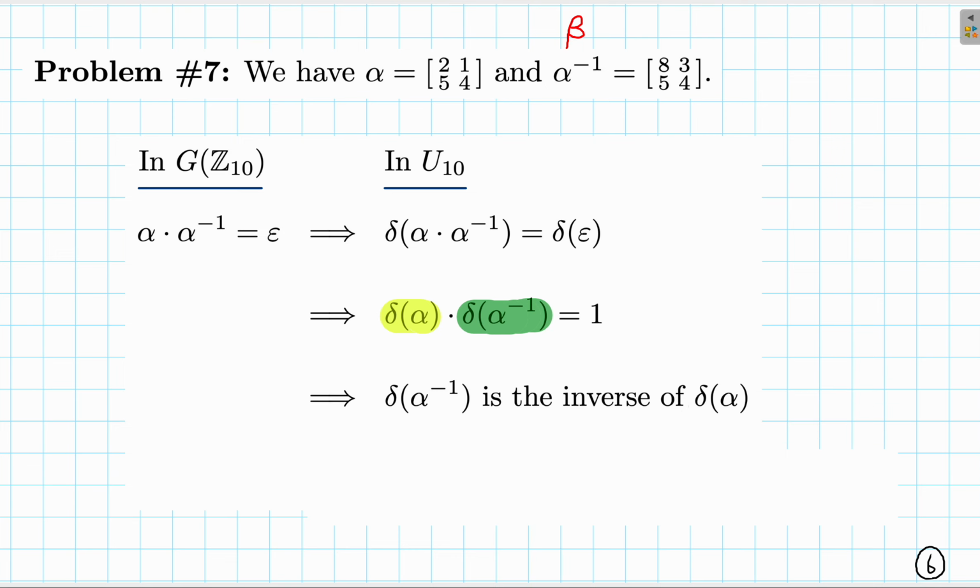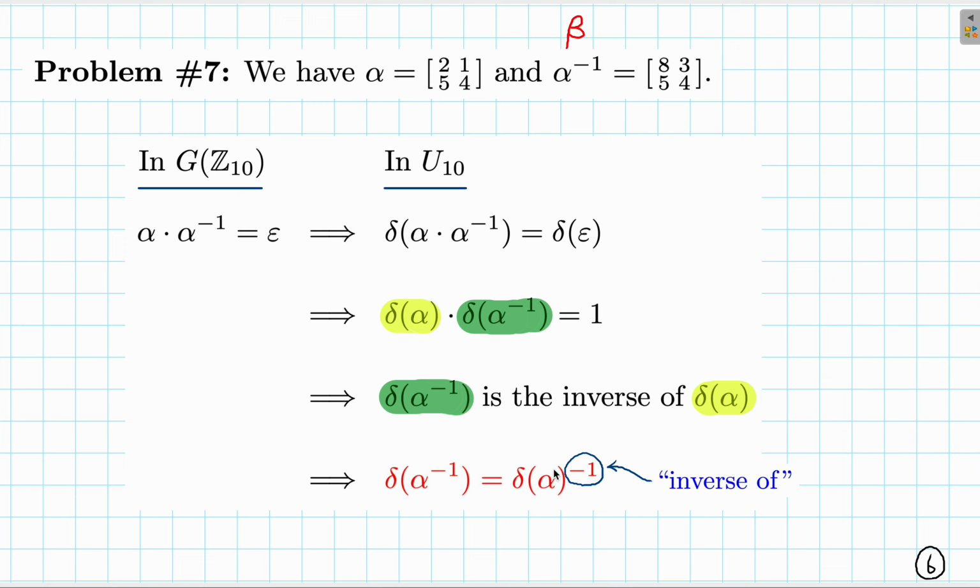So we see that delta of alpha inverse is the multiplicative inverse of delta of alpha. And let's write that down symbolically. So now we have that delta of alpha inverse right here, so that's the green element, is equal to the inverse of delta of alpha.